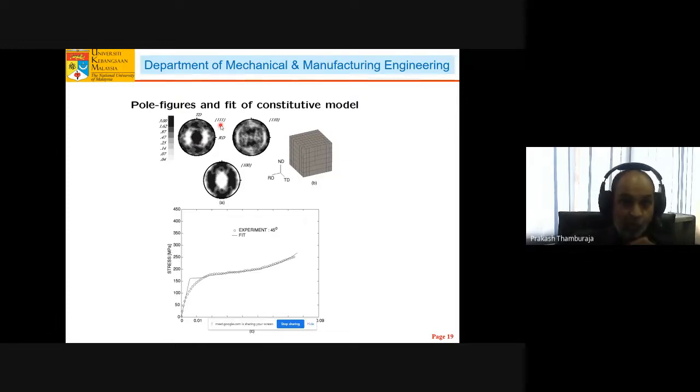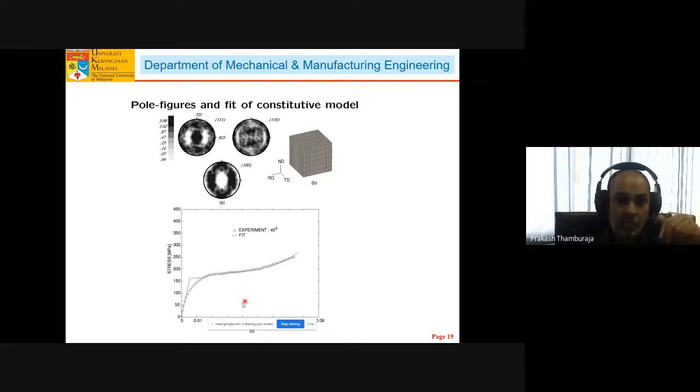Okay, so it has a rolling texture along the 111 directions, but we are not testing along the normal direction. We are testing along the rolling direction and the transverse direction. So this is a completely different crystallographic texture. And this is the finite element representation of the material. Each element here basically represents one single crystal, which is originally austenitic, but now is fully martensitic.